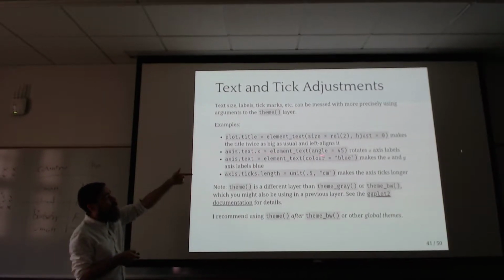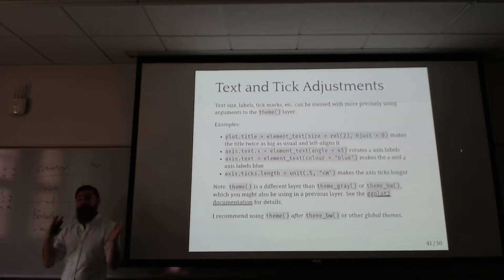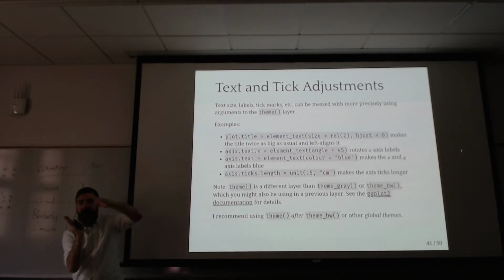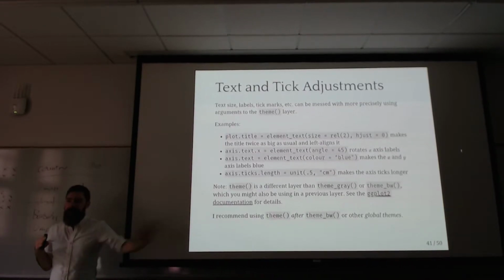axis.text.x, element_text angle 45 will rotate your x labels 45 degrees. I rotate my x labels a lot because very often I have some sort of axis like a year or something that's a lot of text there. If there's a bunch of them closely stuck together, they overlap. If you rotate them 45 degrees like that, they will all nest in next to each other nicely. I think I have an example in a minute.